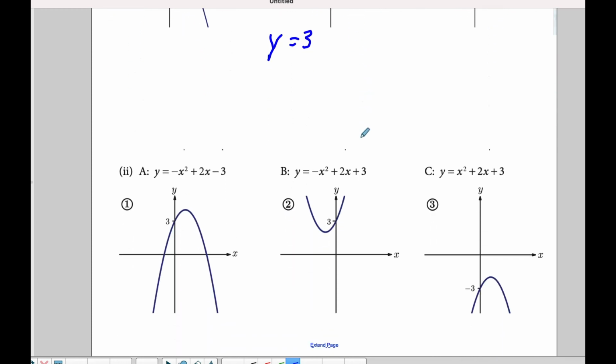On to the next one. We have 3 parabolas, 2 open downwards, 1 opens upwards. So this is the only one that opens upwards. So then that means that this corresponds to C.